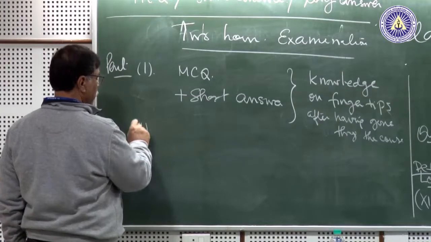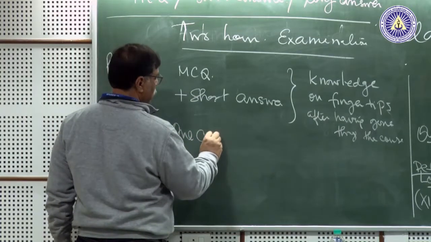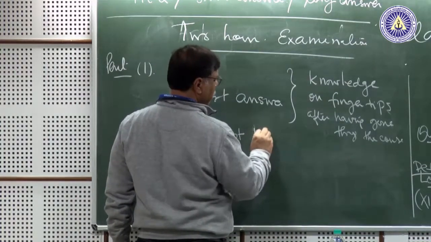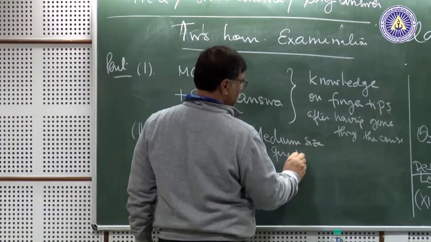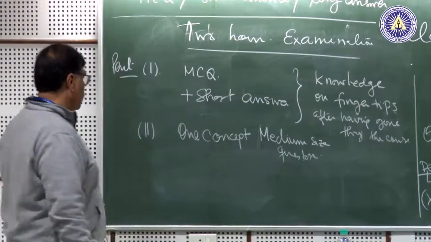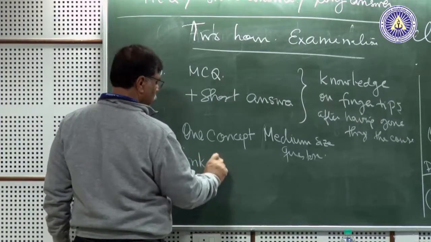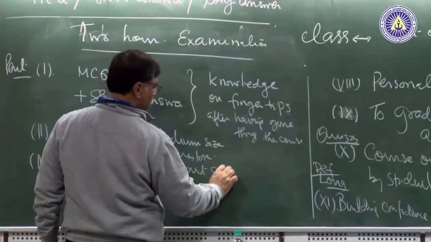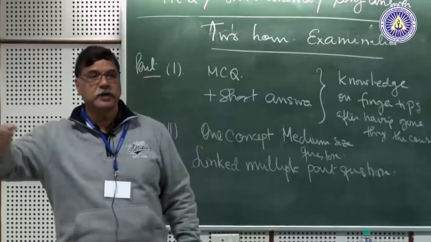Part 2: maybe one concept will be a medium size question. So it will be one concept, you can check the concept or knowledge or whatever. Then you have linked multiple-part questions, where you lead from one concept to the other to the third, and the question builds up.